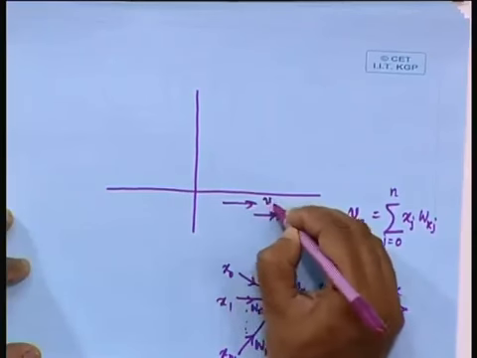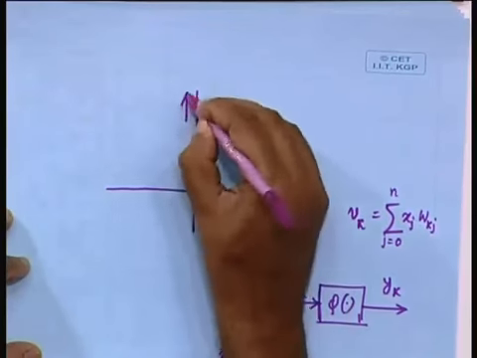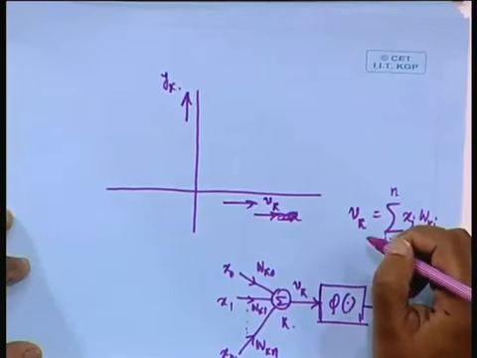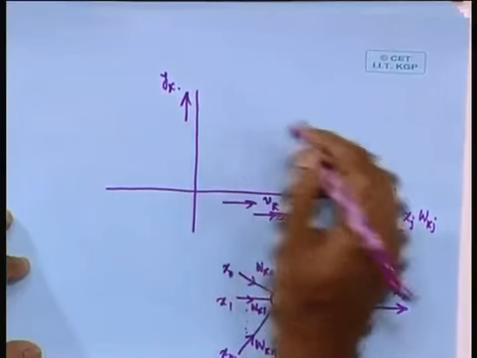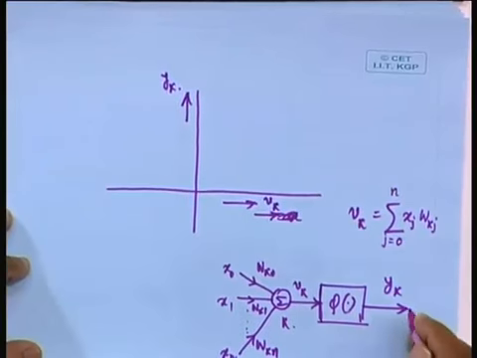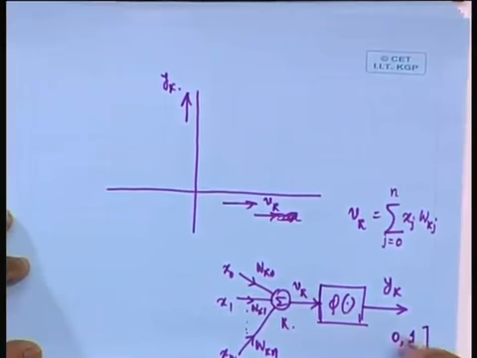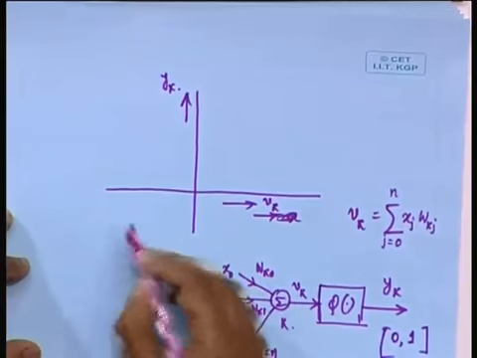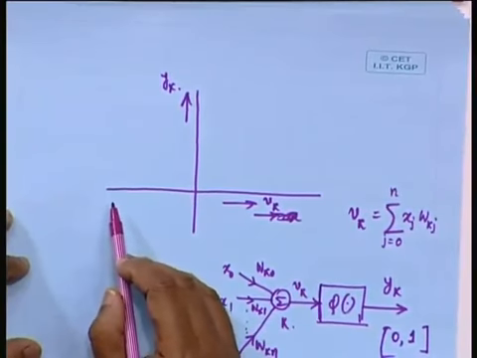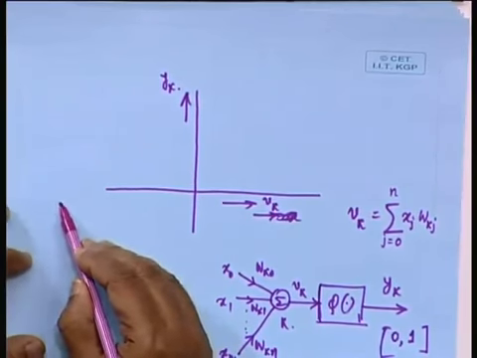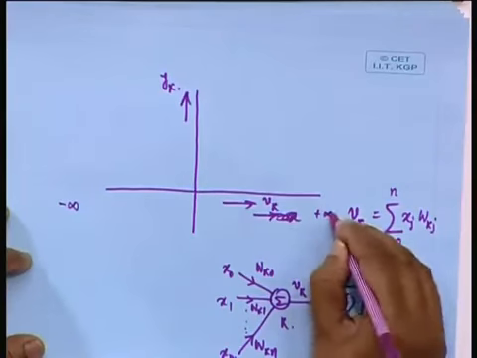So the input is vk, and the output is going to be yk. So this yk-vk characteristic, why don't we imagine it like this: let us consider a neuron whose response ultimately should lie in the range of 0 to 1. So 0 to 1 is the ultimate range that we are talking of, meaning that when vk, what is the range? Vk can assume a value anywhere between minus infinity to plus infinity.